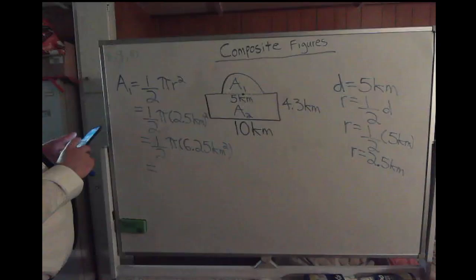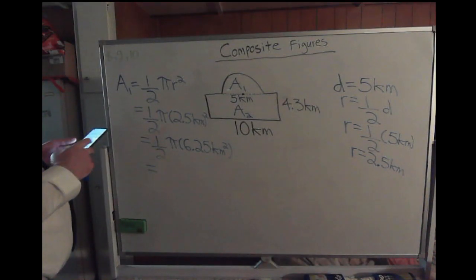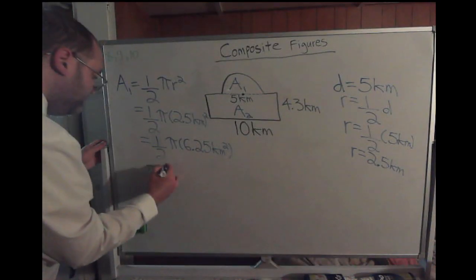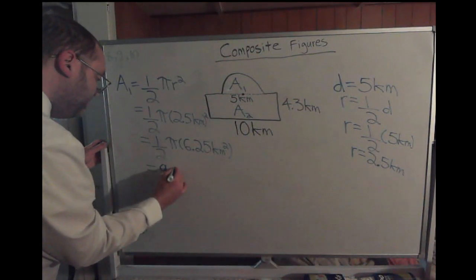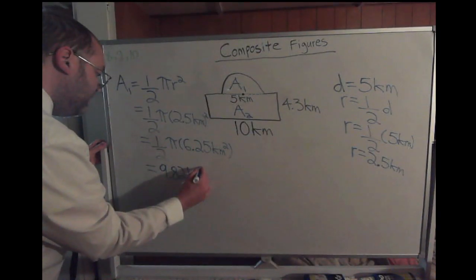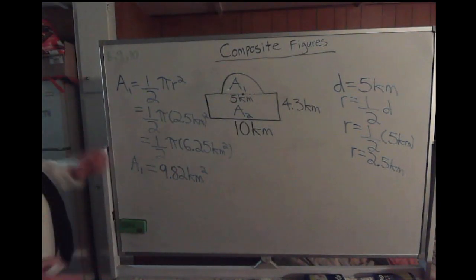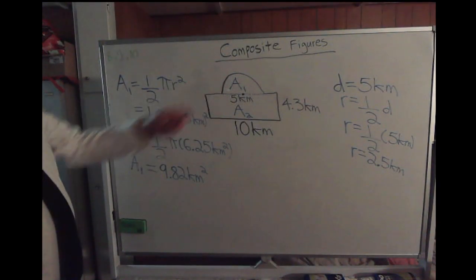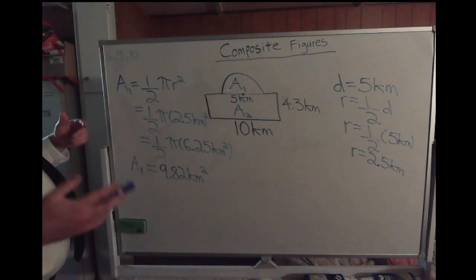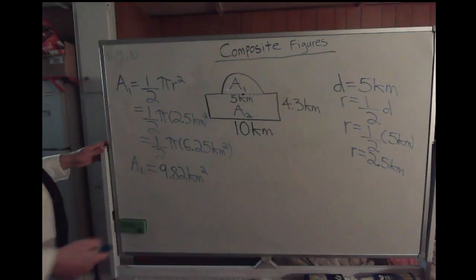So let's get my calculator out. 0.5 times pi times 6.25. To round to 2 decimal places, I get about 9.82 kilometers squared. That would be for the first area here, the area of the semicircle, about 9.82 square kilometers. Because again, an area of a semicircle is just 1/2 the area of a full circle. So that's how we got that.